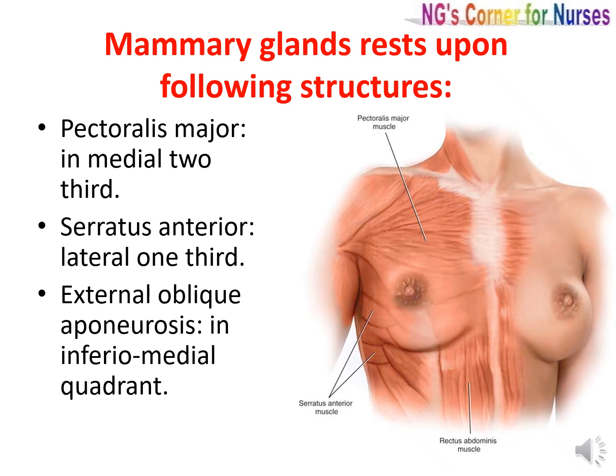The pectoralis major we can find in the medial 2/3 area. The serratus anterior we can find in the lateral 1/3 area. And external oblique aponeurosis we can find in the inferior medial quadrant.